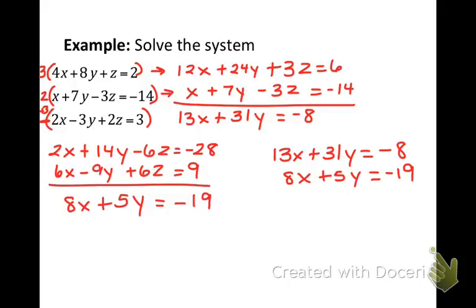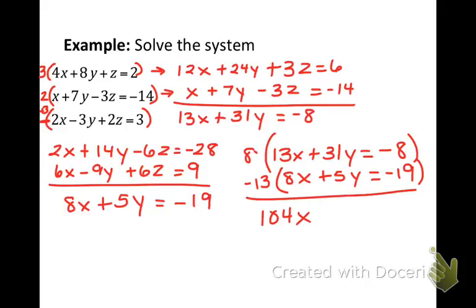All right. So now what do we want to eliminate? Not going to be pretty either way. Which do you want to go with? X's? Probably. So I'm going to multiply this by 8. I'm going to multiply this by negative 13. I think multiplying one of them by 31 would be even worse. Alright, calculator's our friend. 8 times 13 gets us what? 104. 31 times 8. 248.